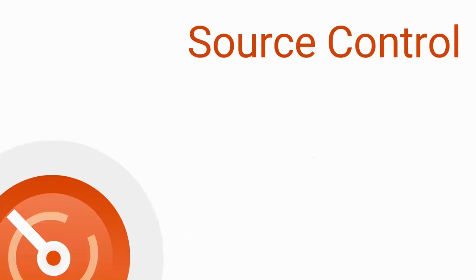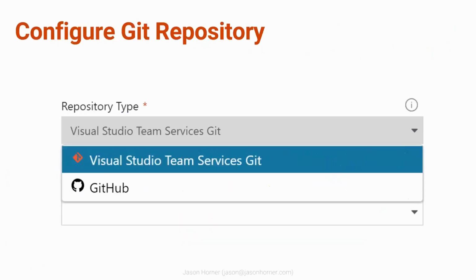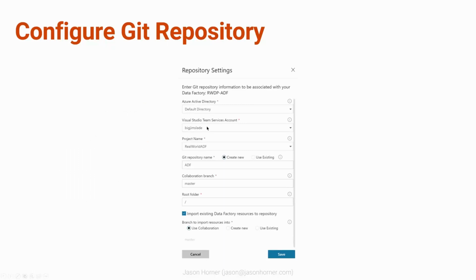Okay. As far as operationalizing, you can connect to a Git repository that can either be on GitHub or in Azure DevOps, formerly known as VSTS. You specify the information. In this case, I've got it set up to an Azure DevOps account. I've got a repository for it. I'm going to use the master branch for my collaboration branch. I can specify the root folder. I can either leave it at the root of the repository, or I can put a folder structure underneath there. And when I set this up, I can import the existing Data Factory resources into the repository.